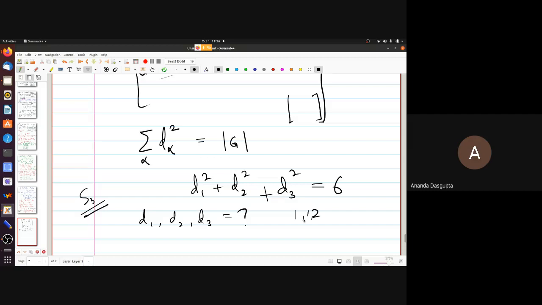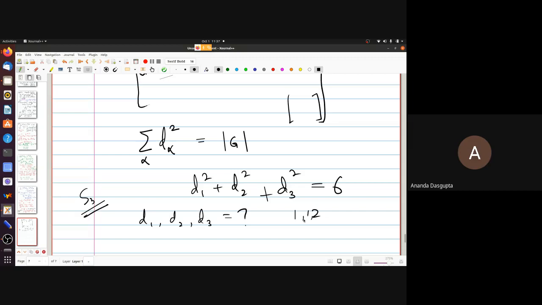Yeah, go ahead. Confused. I mean, the d1-dimensional representation happens to occur only one time, right? No. Every d alpha-dimensional representation occurs d alpha times. That's the result. I did not prove it. That's a result which you will get.